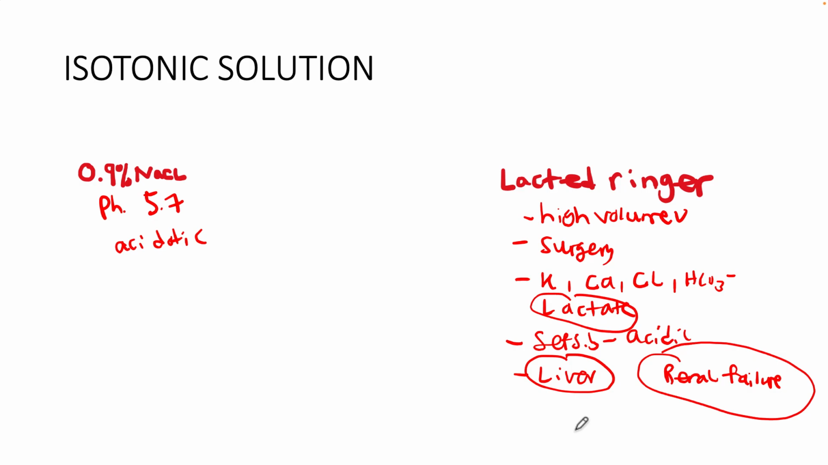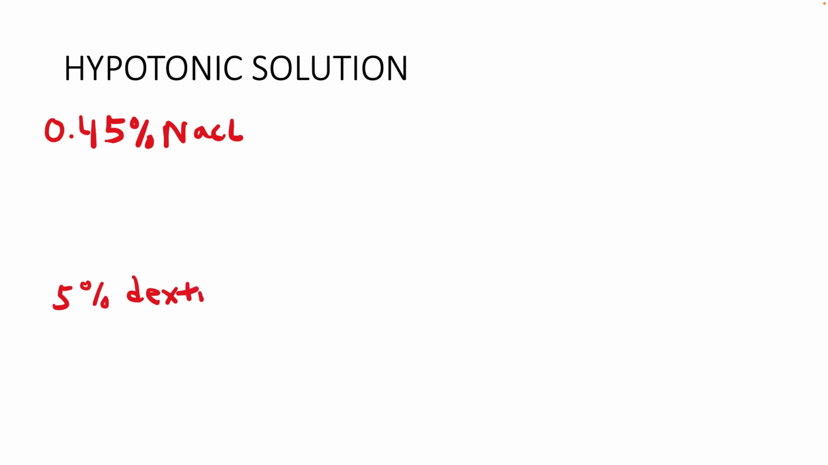Now let's talk about the hypotonic solution. Hypotonic solution contains 0.45% sodium chloride and also 5% dextrose in water. Now, 0.45% sodium chloride is basically used to help treat hypernatremia, increased sodium in the body.